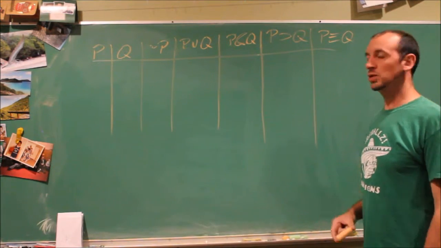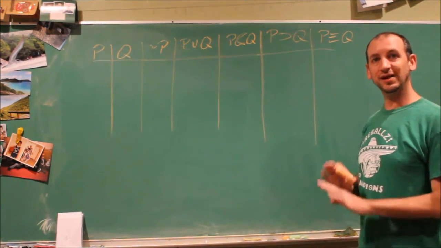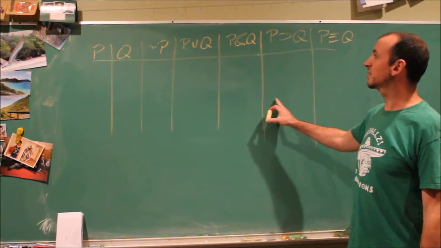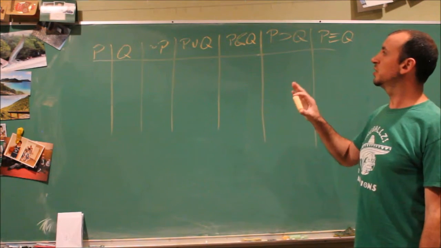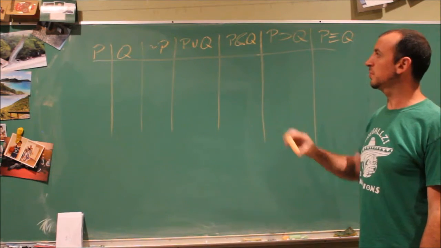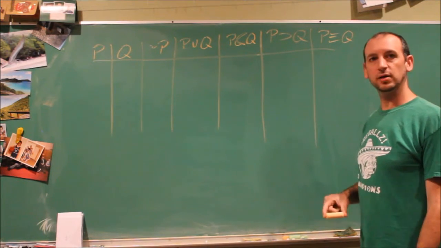So I chose P and Q. It could be A and B, it could be X and Y, it could be any two letters that you want in the world to get started. This is when you have two letters and you're building a truth table. So we're going to start with our P and Q columns.